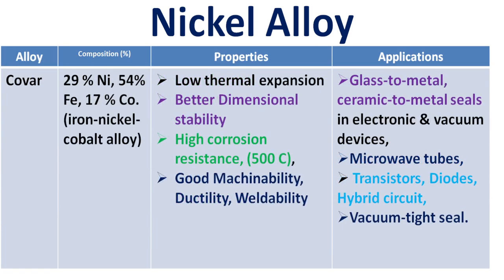Next one is the Kovar material. The alloy of Kovar is 29% nickel, 55% iron, and 17% cobalt. It is an iron nickel cobalt alloy with low thermal expansion, better dimensional stability, high corrosion resistance over 500 degrees Celsius, good machinability, ductility, and weldability.